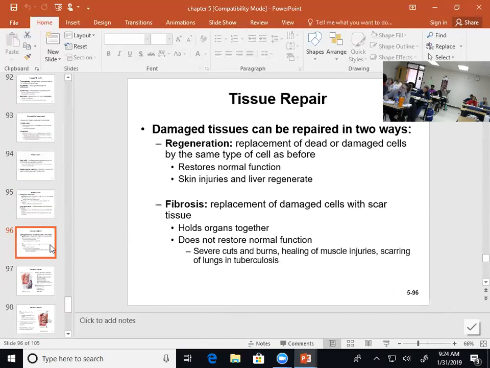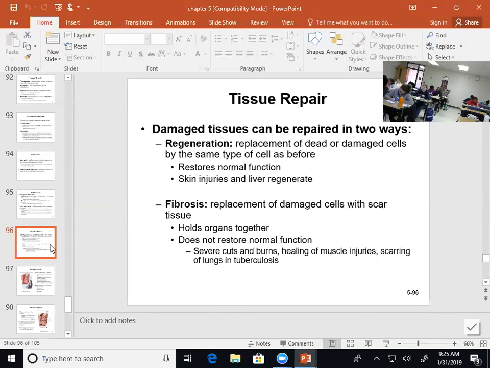They become specialized. They're maturing, aren't they? And they're becoming specialized. And that's exactly right. So I think we kind of stopped right here, didn't we? So in tissue repair, there's a couple of things that I want you to know.